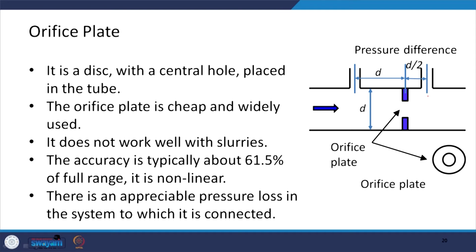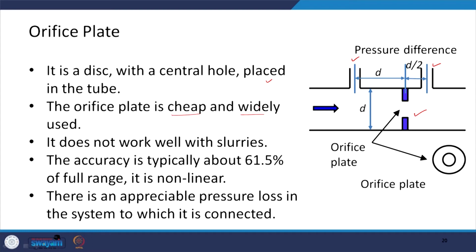So, if in a pipe I have an orifice plate over here, and on the upstream side and downstream side I put a tapping from where I can find out the pressure difference, then this arrangement can be used to measure the flow. It is a disc with a central hole placed in the tube, and the orifice plate is simple, cheap and very widely used.